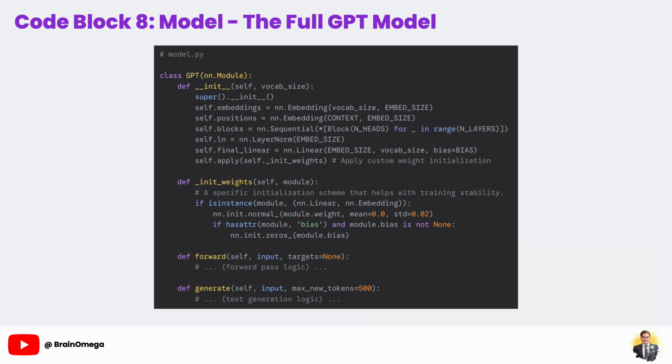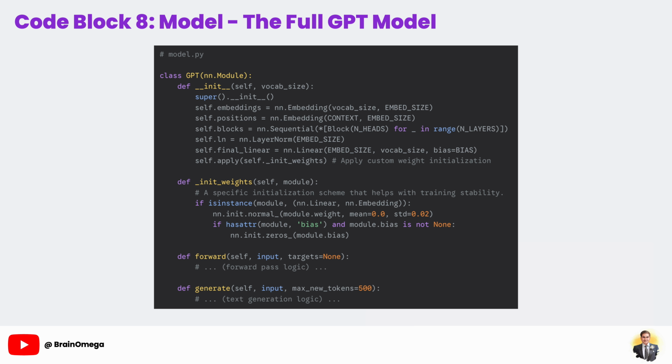Now for the grand assembly. In the GPT class, we take our block and stack it up to create the full model. Let's look at the init method. We start with two crucial embedding layers. The token embeddings layer converts our input token numbers into dense vectors, but the model also needs to know the order of the tokens. That's where position embeddings comes in. It provides a unique vector for each position in the sequence. Without this, our model would just see a jumbled bag of words.